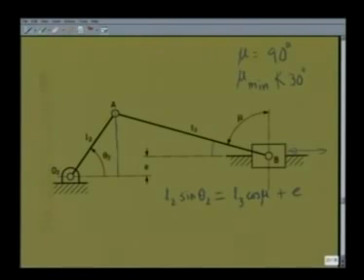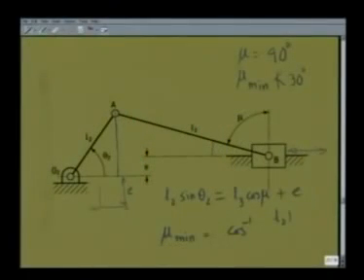And minimum value of mu will take place depending on whether E is this way, or suppose the offset was below this line, the direction of sliding is like this, then this distance would have been called E. Depending on whether E is upward or downward, one can easily find that mu min will be cos inverse of L2 plus E by L3, and that occurs either at theta 2 equal to pi by 2 or 3 pi by 2, depending on the direction of E. This I leave for the students to decipher themselves, and that will add to the understanding.